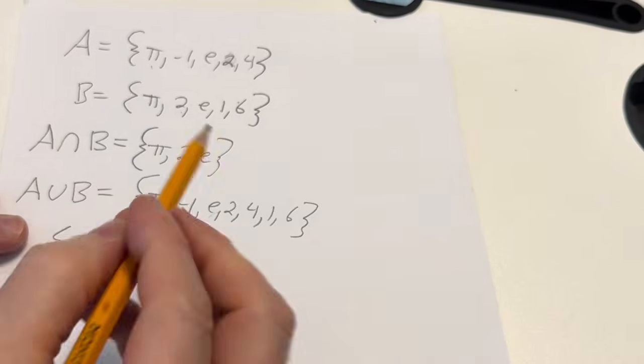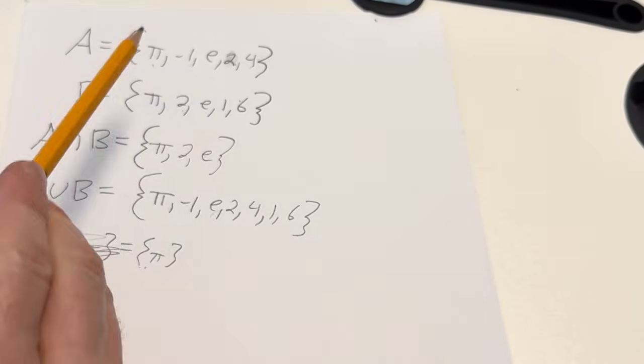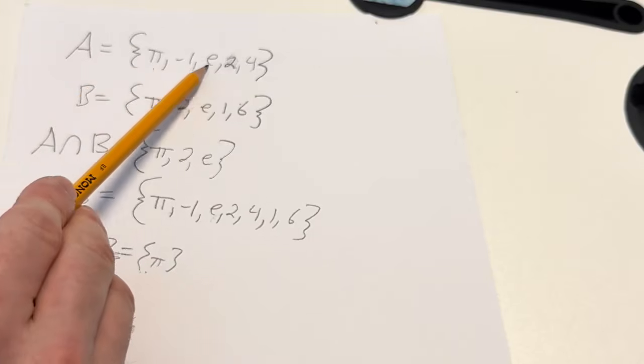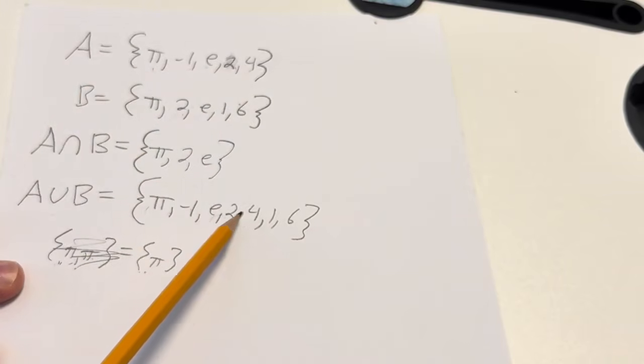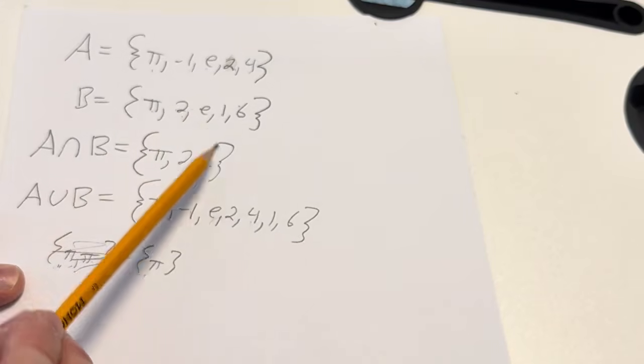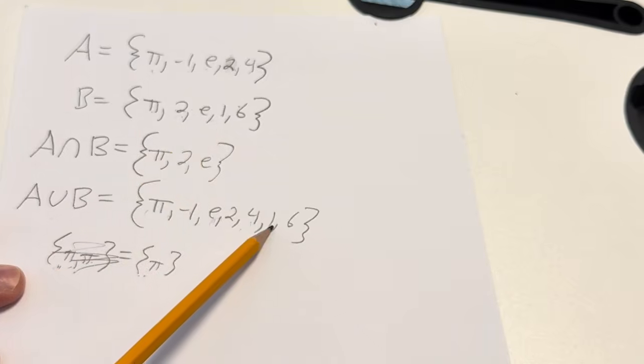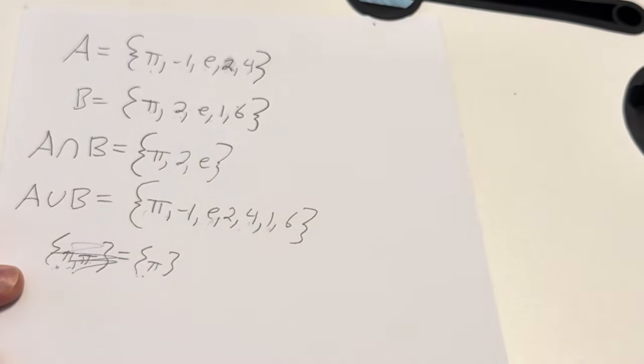Let's just check that. For A union B, it's basically everything in both sets, right? Everything. So A is pi, negative 1, e, 2, 4. Now let's go to B. Pi, we already have it. 2, we already have it. E, we already have it. 1, now we have it. 6, now we have it. That would be the union.